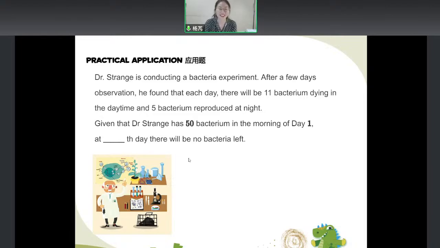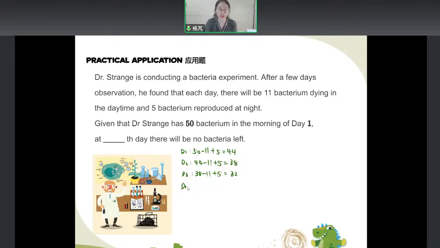So here we go. Actually, we can just calculate it one by one. On the first day, in the beginning, you have 50 bacteria. In the daytime, 11 die. Die means we need to minus 11. 5 will be reproduced, so that means you will have 5 more. So after the first day, in the end, you still have 44 bacteria. Day 2, 44 minus 11 plus 5, equals 38. Day 3, 38 minus 11 plus 5 equals 32.